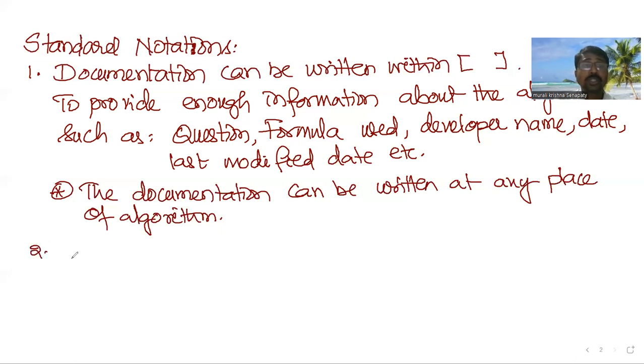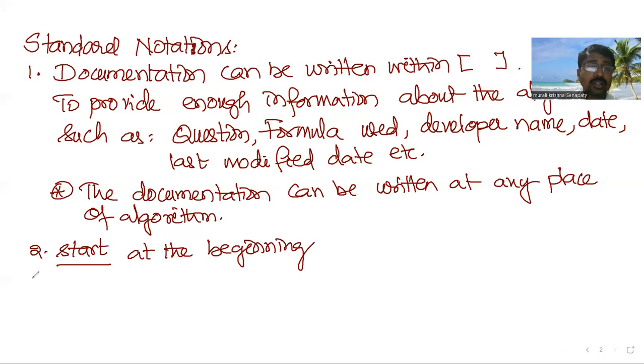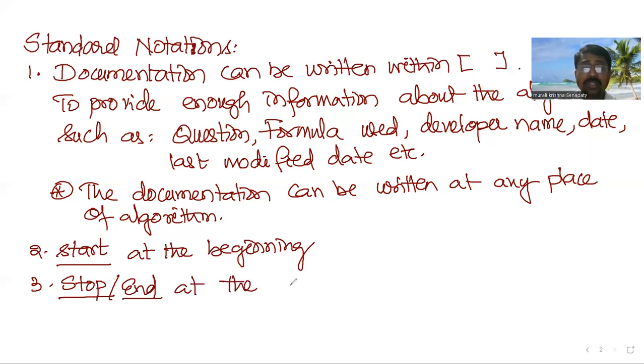Second kind of statements we will be finding in an algorithm, which we are supposed to follow, is start. We have to use the word start at the beginning of the statements. Similarly, stop or end can be used at the end, at the last statement. So start and stop identify that algorithm writing is started, and that algorithm writing is completed. So this can be mentioned at the beginning and end.